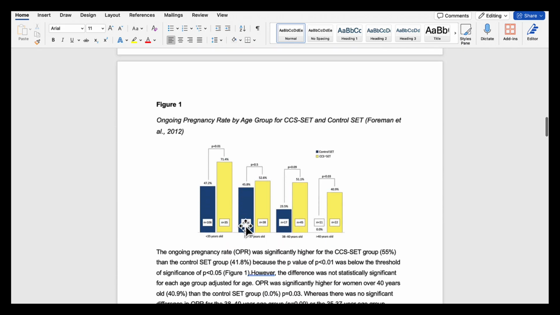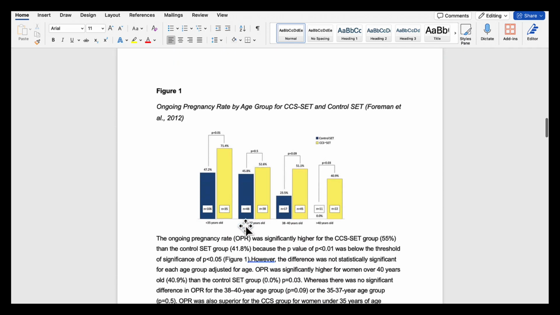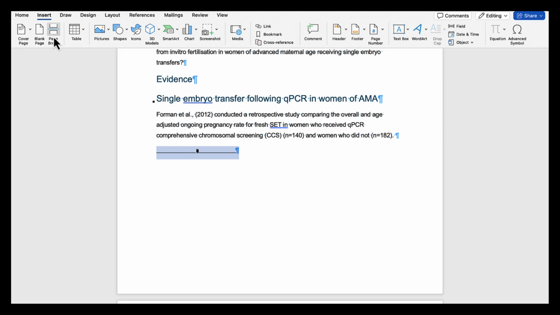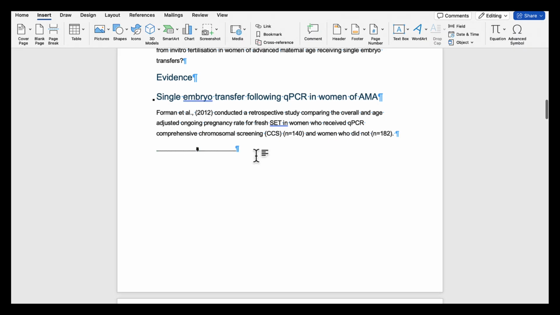That's because you never split a figure or a table across 2 pages. So it's just the way it is. What you want to do here is, instead of tabbing down or pressing return, insert a page break. Okay, it's much cleaner that way.